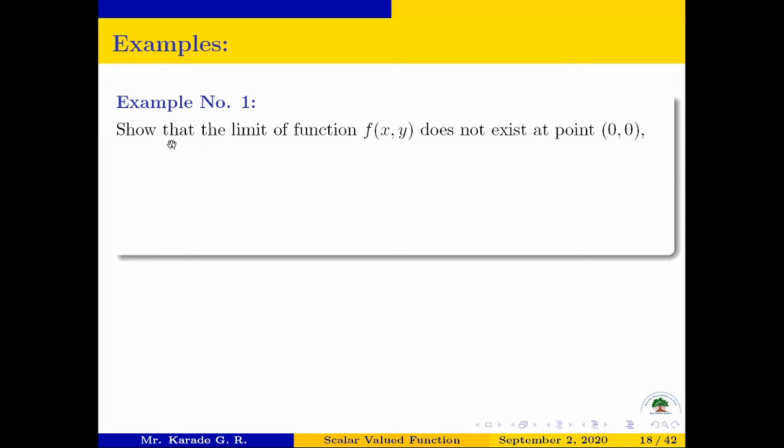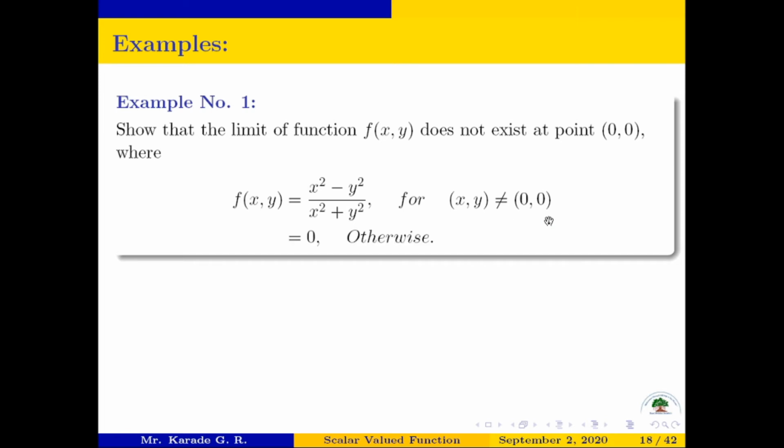Show that the limit of function f of x comma y does not exist at point 0, 0, where f of x comma y is equal to x square minus y square divided by x square plus y square for all x comma y not equal to 0 comma 0, and it is equal to 0 otherwise. Okay, so that is our function. Now we write the answer.